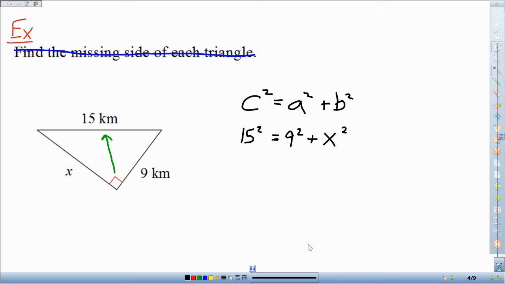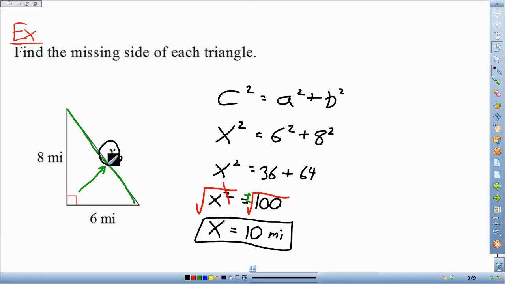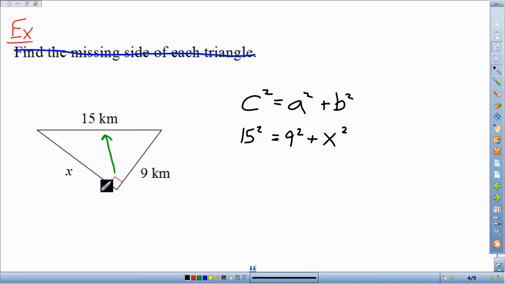Okay, so just one thing I want you to realize. On this problem, we knew the hypotenuse. We plugged in 15 for c. On the last problem, we didn't know the hypotenuse. That's why we plugged in x for c. So don't think x is always being plugged in for c. It really just depends on the problem. Okay, so now we just need to solve this thing.